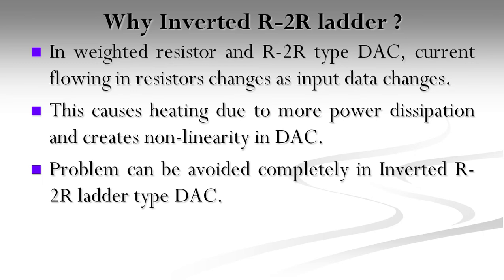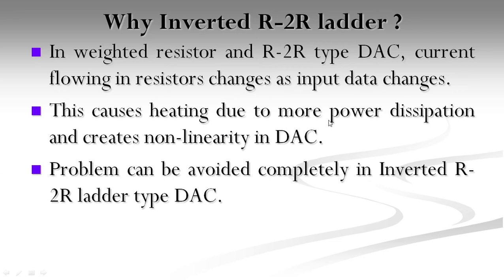Before going to the inverted R2R ladder, what is the need for going for this inverted R2R ladder type? There is some problem in your weighted resistor and the R2R type of DA converter. To overcome that problem, we are going for an inverted R2R ladder. What is the problem in the previous types?